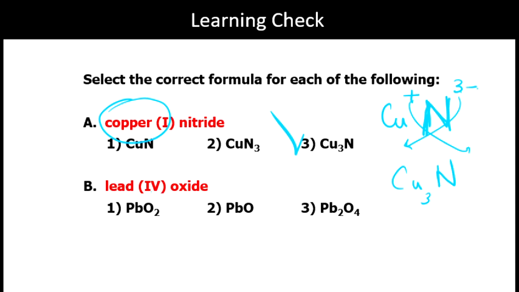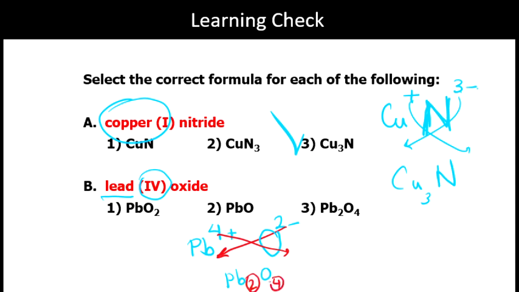Lead(IV) oxide, lead Pb, IV, 4. Oxide, oxygen group number 6, 2 negative. We switch the numbers. 2 for Pb, 4 for oxygen. Guys, we can simplify. Divide by 2. PbO2.